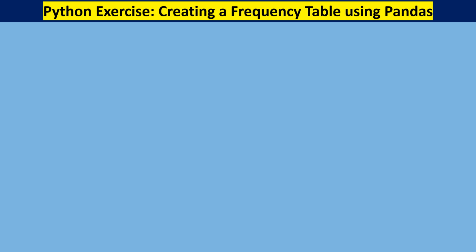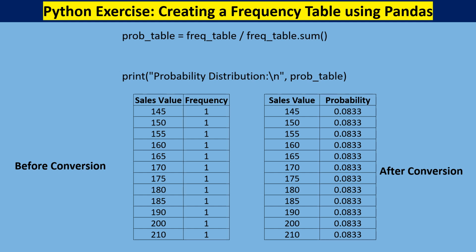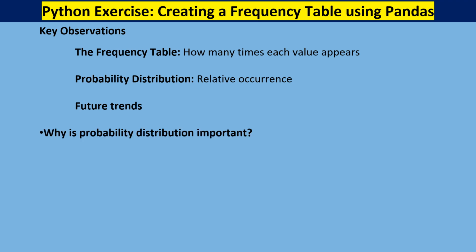Convert the frequency table to a probability distribution and display the probability table. Before conversion, it was frequency and sales value; after conversion, the values are probabilities. Key observations: the frequency table shows how many times each value appears in the dataset. The probability distribution shows the relative proportion of each value's occurrence. It helps predict future trends based on past data.